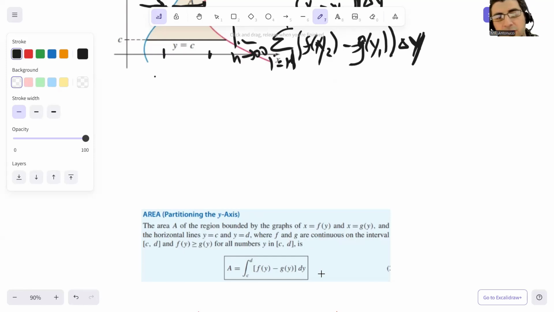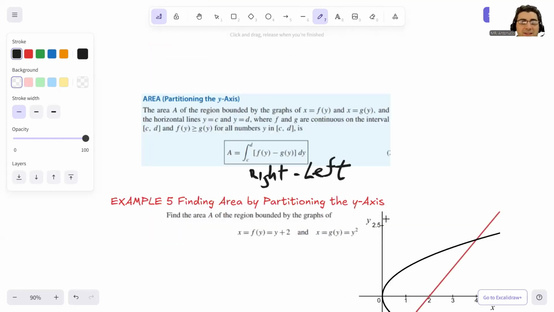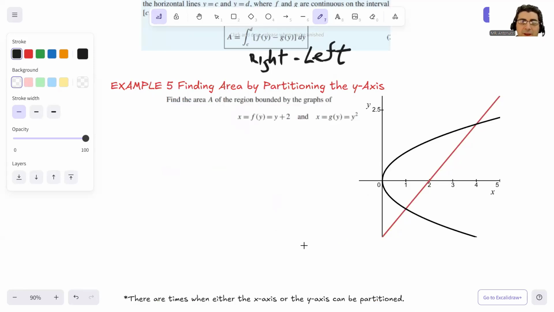I like to tell students that you're going to do right minus left, because you're not talking about top and bottom boundaries. You kind of have to tilt your head to the right and think of it like that. And it's going to be the right boundary minus the left boundary.